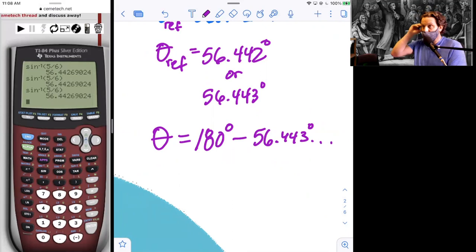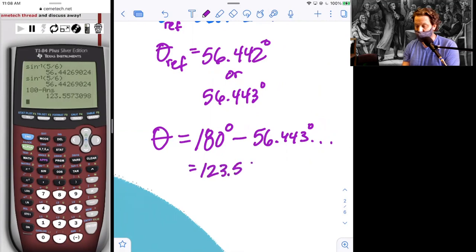It keeps going. And I do not want to use the truncated number, 442 or 443. My answer is up there, it's the previous line. So if I just do 180 minus the answer, which is second negative, 180 minus, let's try that one again, 180 minus second negative, I get 123.557 degrees. Is that an angle between 90 and 180?